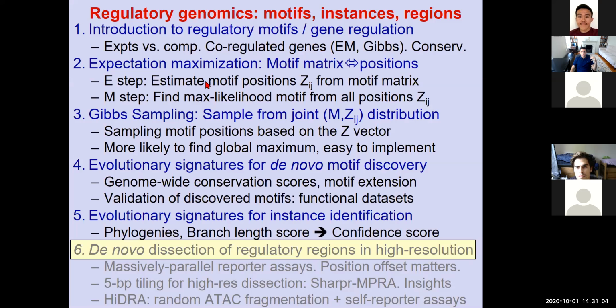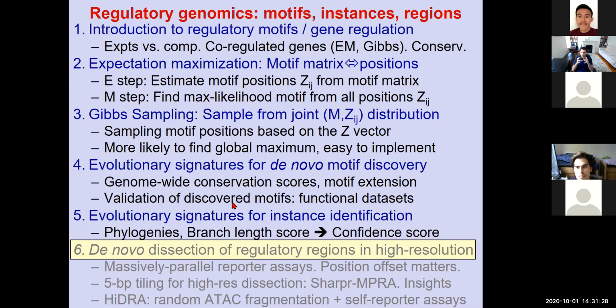So we're not going to cover that grayed out section, but what we talked about today is what are regulatory motifs? How do we discover these motifs in co-regulated gene sets using expectation maximization and using Gibbs sampling? And then how do we discover motifs de novo across the entire genome using this genome-wide conservation signature, and then motif enumeration and motif extension? And how do we validate the discovered motifs?